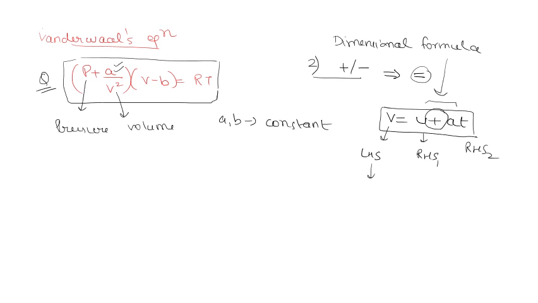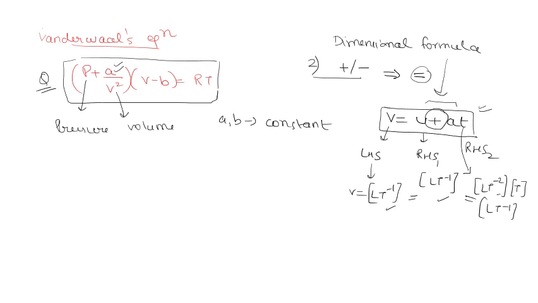So your left hand side dimensional formula for V will be LT^-1, because it is displacement upon time. U is initial velocity, but it doesn't matter what type of velocity it is. Be it final or initial, its dimensional formula will be the same. And for RHS2 you have AT, acceleration is LT^-2, as we just discussed, and time is T, so it will be LT^-1. This is how these three things are equal, and we can say that this formula is dimensionally correct.